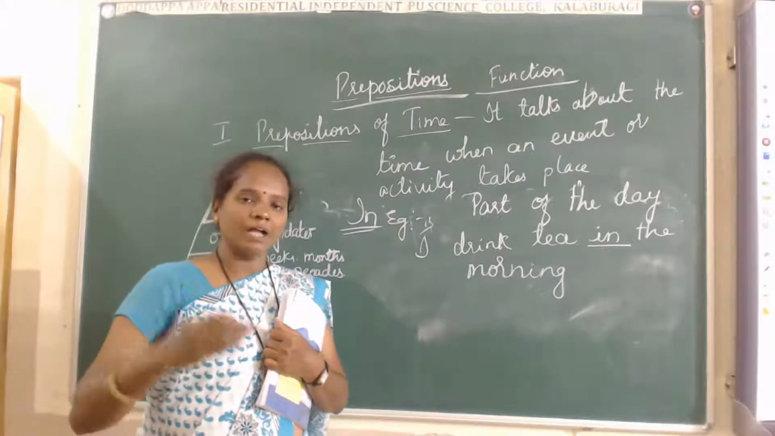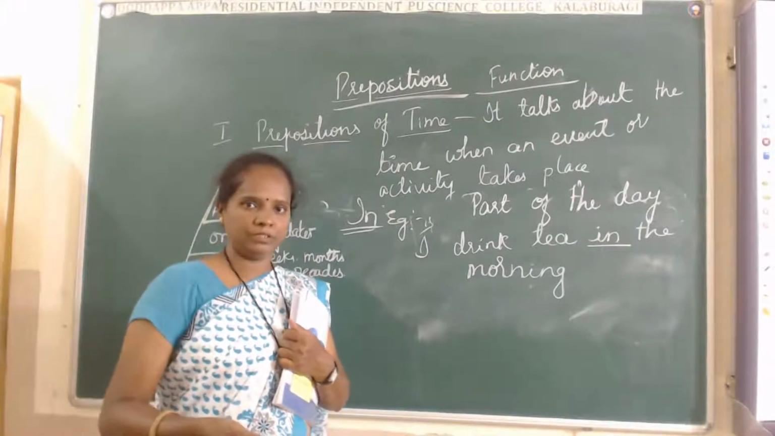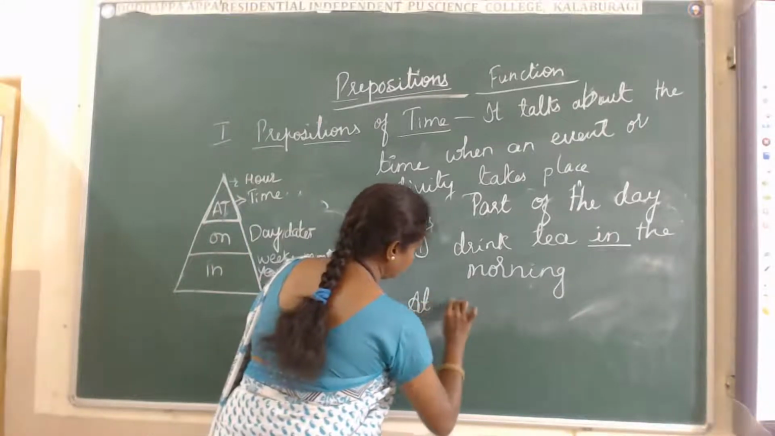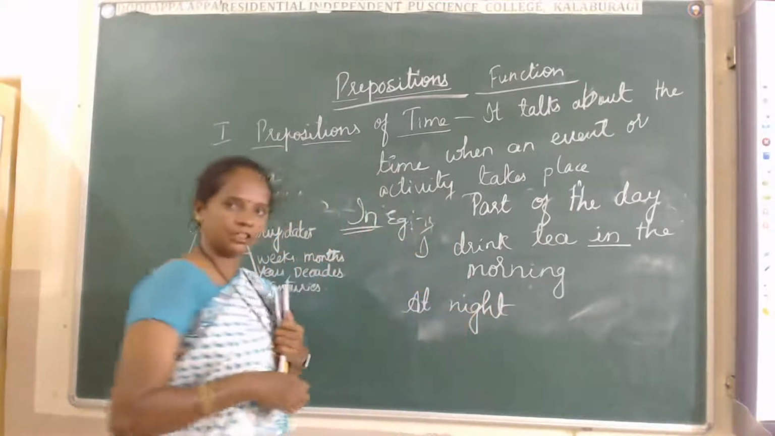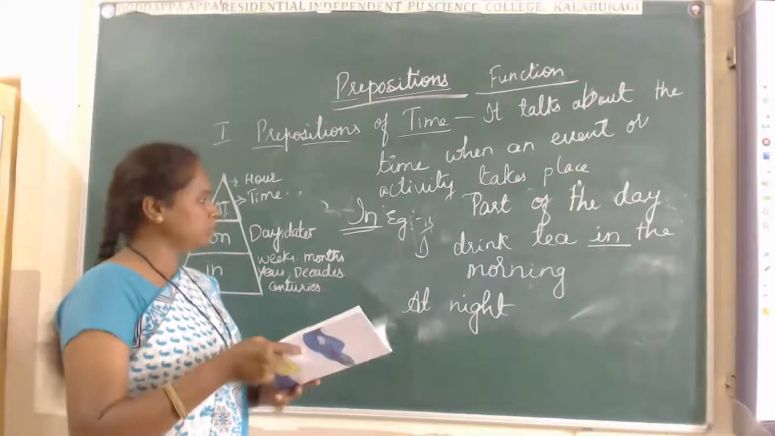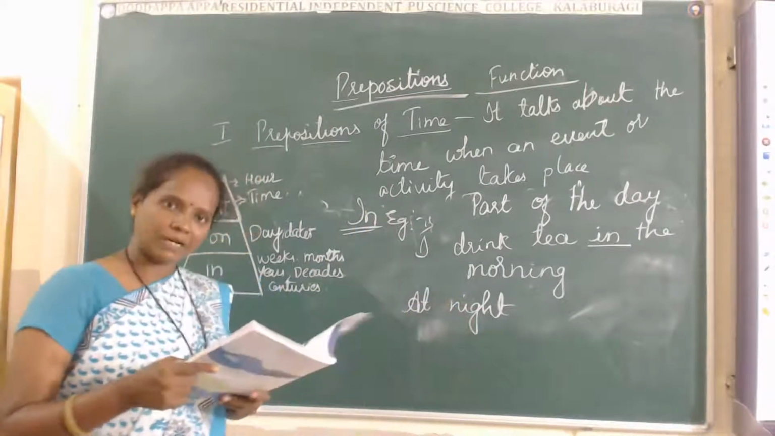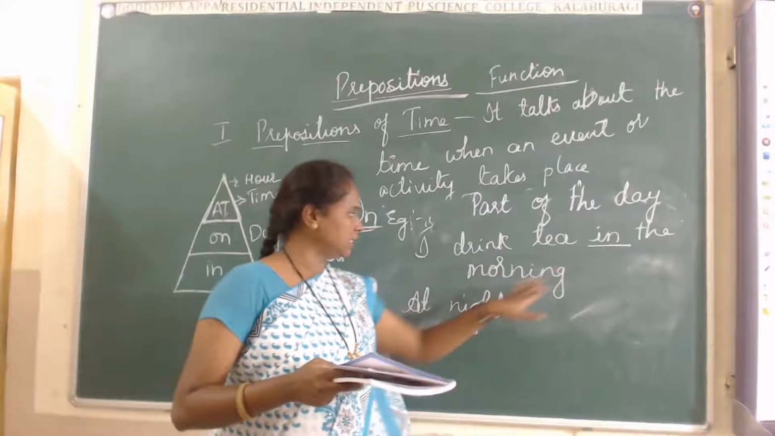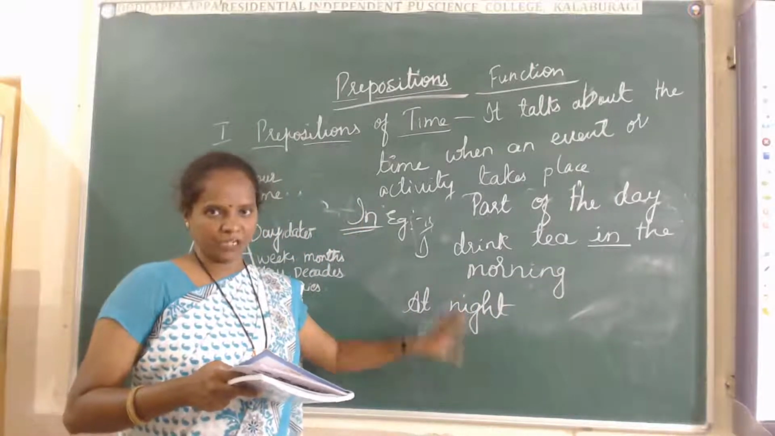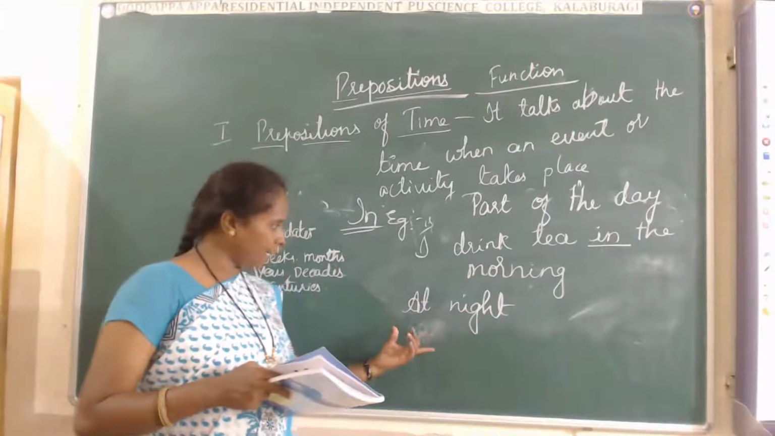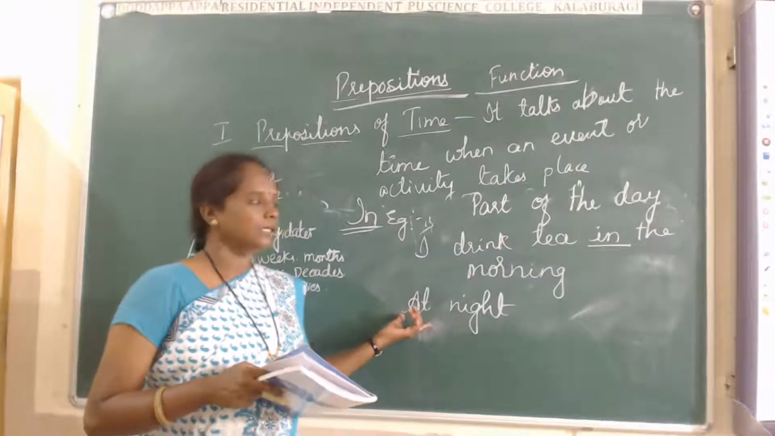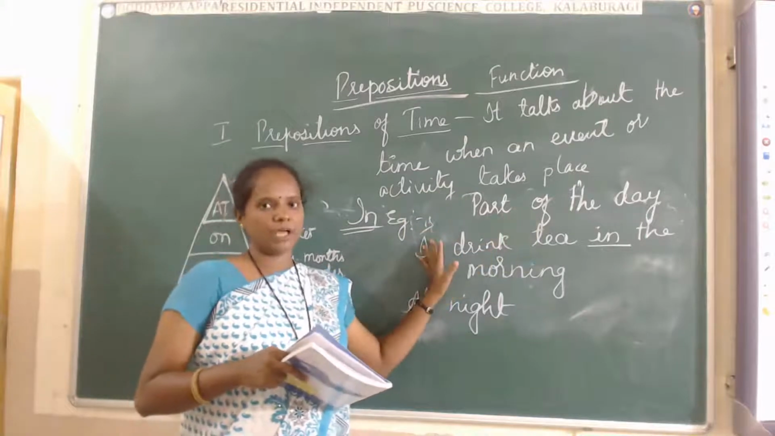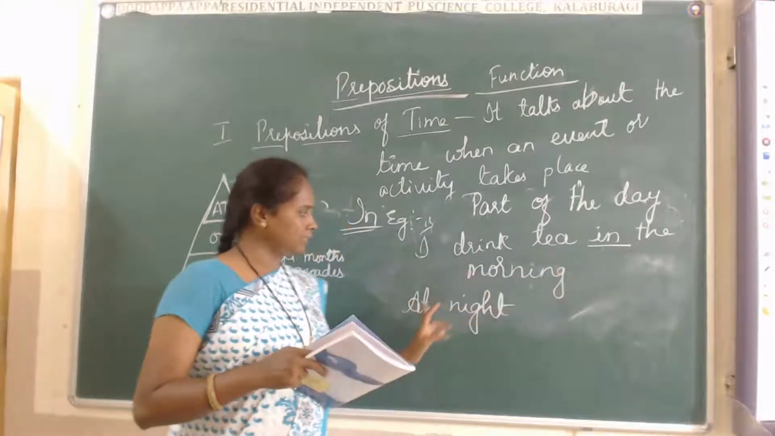For example, another one: I'll read English in the afternoon. Then after that, at night. You can ask me why, madam. In the morning also comes under the part of the day, but some exceptions are there. We use in the morning, in the afternoon, in the evening, but at the end we use at night. We can't say in the night. For this part of the day we have some exceptions. We can use in and at night.